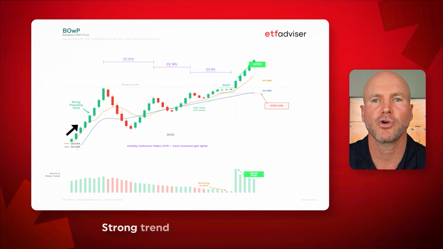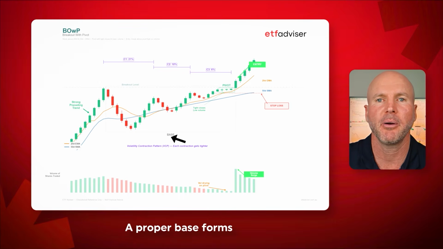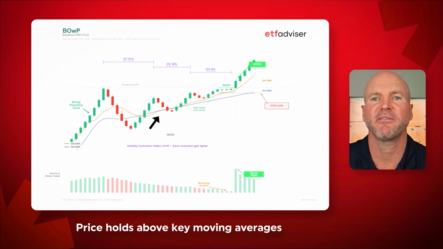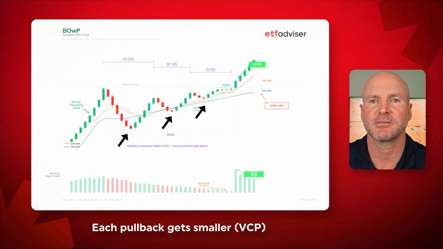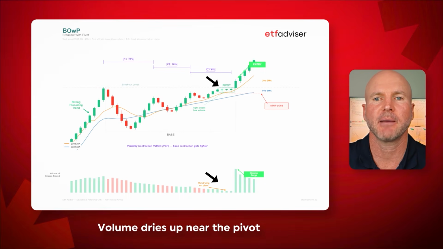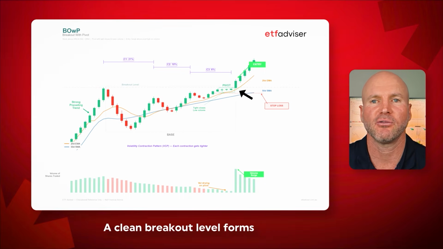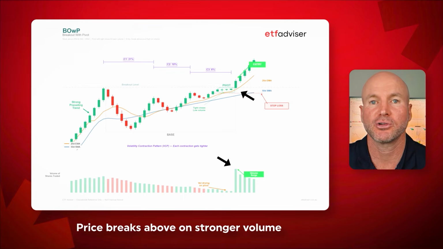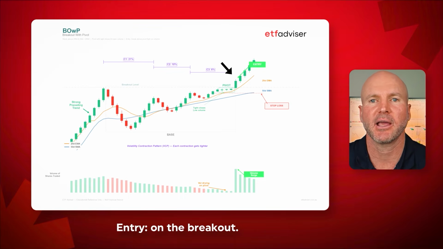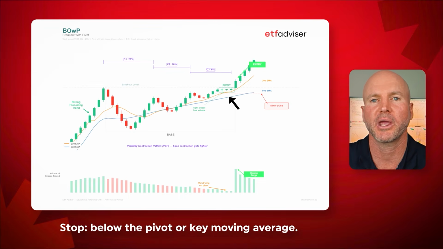What to look for? Strong trend before the base, a proper base forms, the price holds above key moving averages. Each pullback gets smaller, the VCP. Volume dries up near the pivot, a clean breakout level forms. Price breaks above on stronger volume. Your entry is on the breakout. Your stop is below the pivot or key moving average.